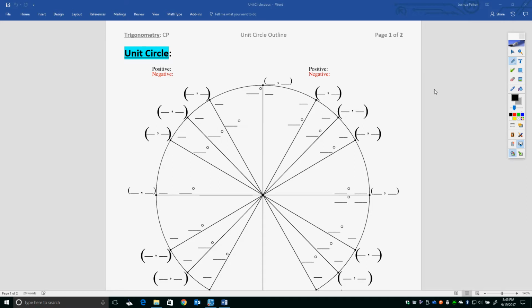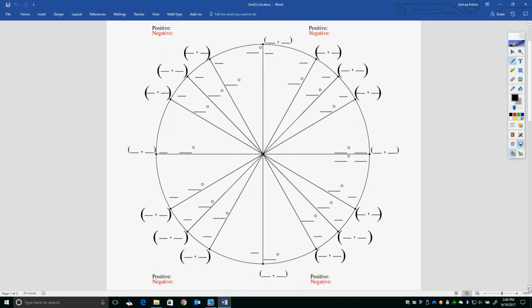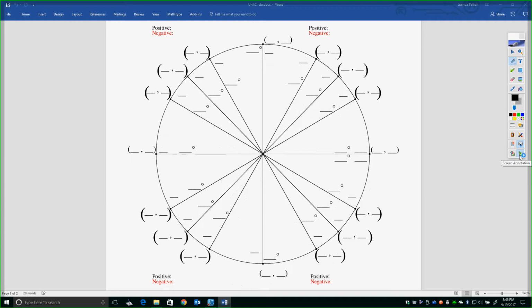Professor Bell, this is trigonometry. This is the unit circle. The unit circle is a circle of 1 unit, right? Hence the name. So let's move this down a little bit. As a result, since it's a unit circle of 1, the radius is 1.